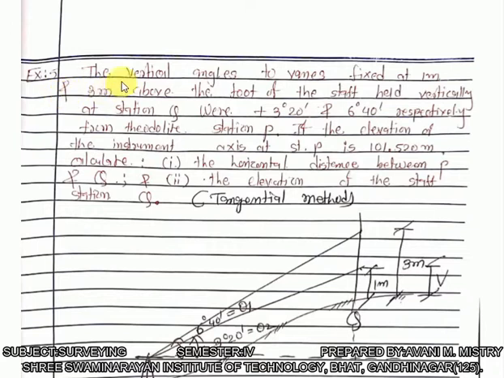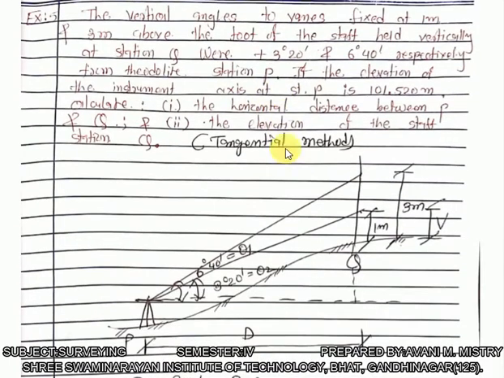Example number 5. Two vertical angles, with bands fixed at 1 meter and 3 meter above the foot of the staff held vertically at a station Q, were plus 3 degree 20 minute and 6 degree 40 minute respectively from the theodolite station P. If the elevation of the instrument axis at P is 101.520 meter, that means the RL of HI is equal to 101.520 meter. Calculate the horizontal distance between P and Q and the elevation of the staff station Q.